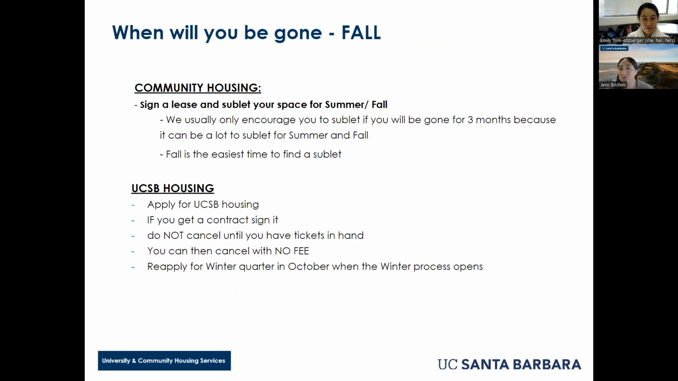So the first thing that you should really think about is when you'll be going abroad, because that's going to determine what your housing options will be. So if you're going to be going abroad in the fall for community housing, if you sign a lease in the community, you're typically going to have to find a subleaser for summer and fall. So if you're not going to be here for summer, you'll have to find somebody to sublease from you for the summer, and then you'll have to find somebody to sublease from you in the fall. Sometimes you can find somebody who will be here for both quarters.